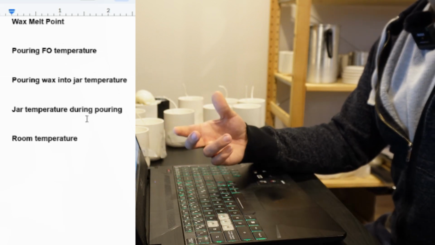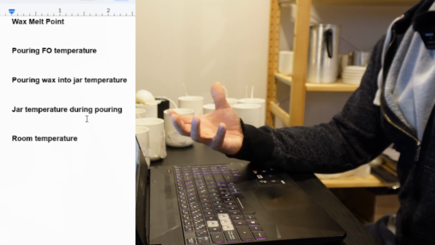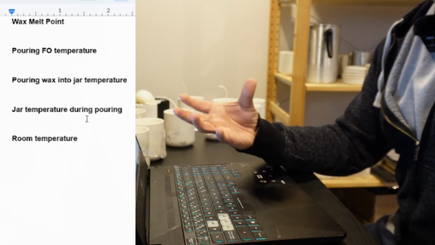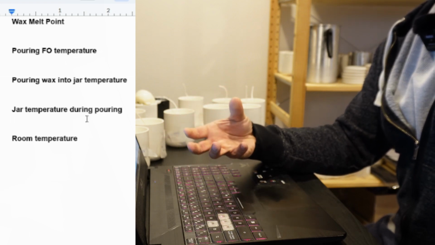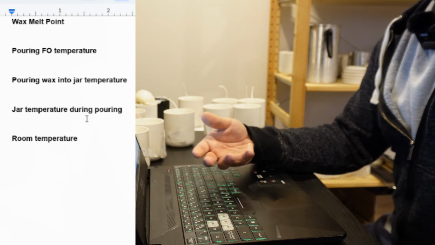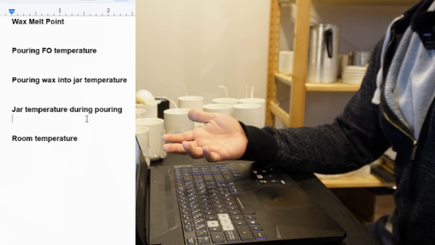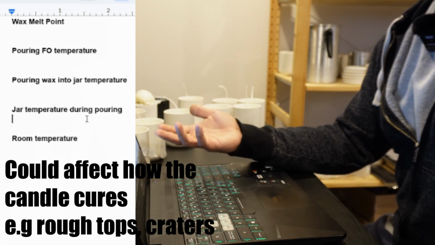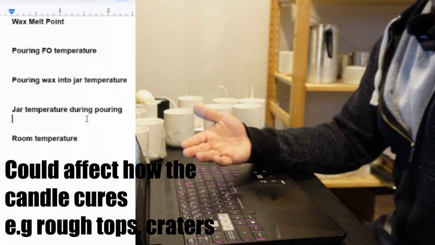After that, we have the jar temperature during pouring. Another very interesting variable. Some have used a heat gun to get the jar to the same temperature as the wax. Some put the jars in the oven. Some don't do that at all. But how will this affect the candle? Only the candle god knows, and you after you test it.